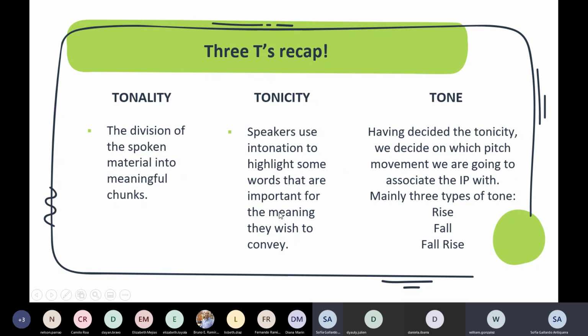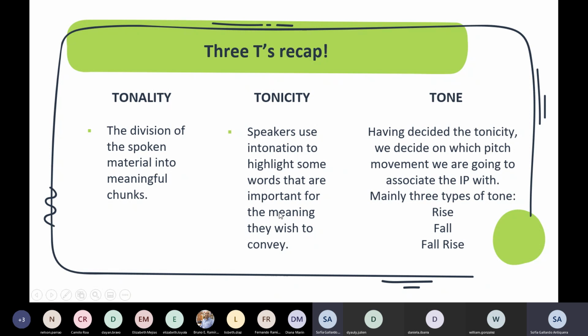Now, tell me. Okay, I think that's easy. Rise, fall, and fall-rise. Yes. So actually, we are focusing on those three, but you can find rise-fall as well. So there are different types, but mostly we will focus on these three.